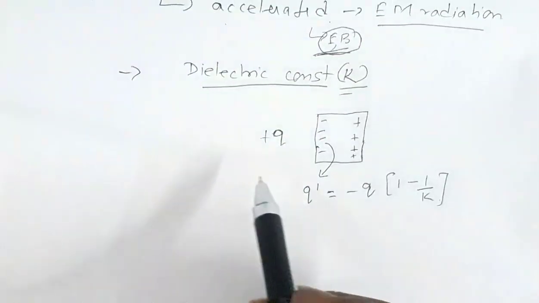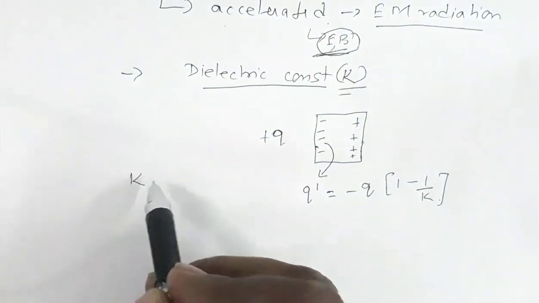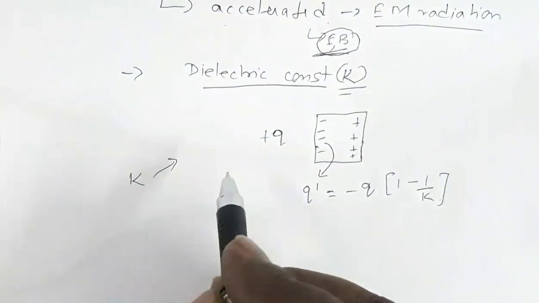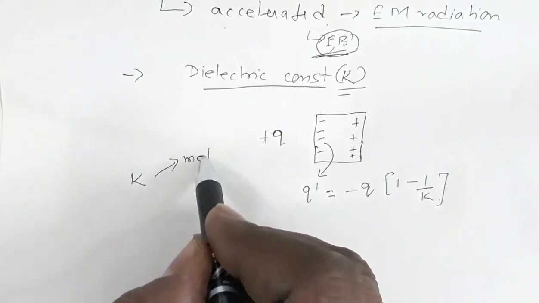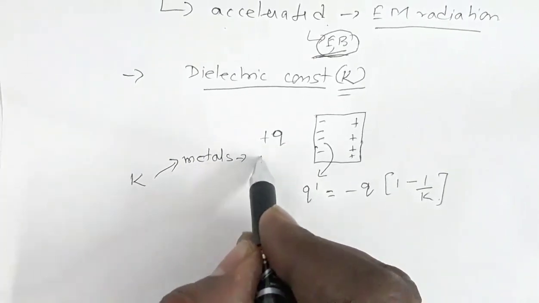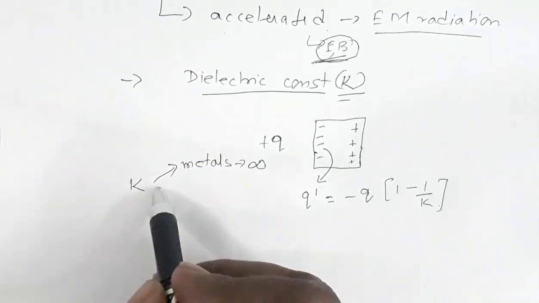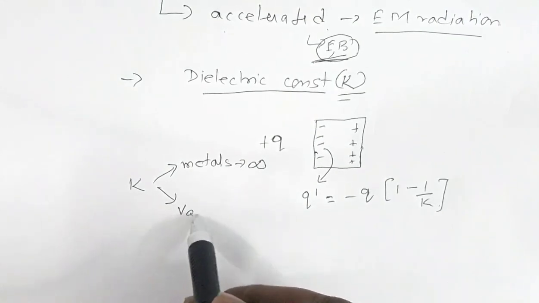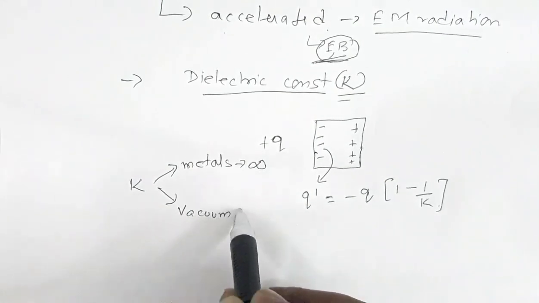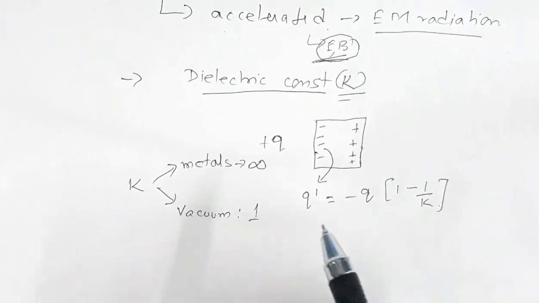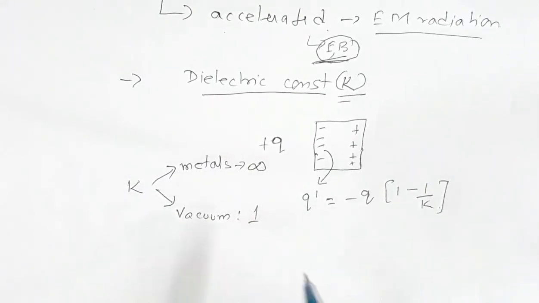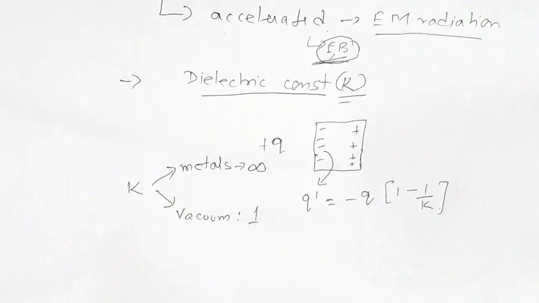Okay. Now the value of this K for metals, it is infinity. The value of K for vacuum, it is 1. So this is the value of dielectric constant for metals and vacuum.